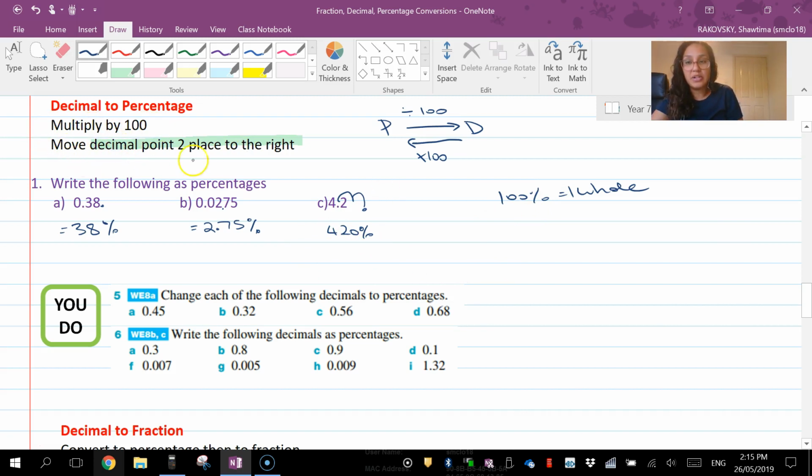Multiply by 100 and move your decimal 2 places. This is the mental strategy shortcut. And then don't forget to add the percentage symbol. Alright, pause the video and have a go at these 2 exercises here.